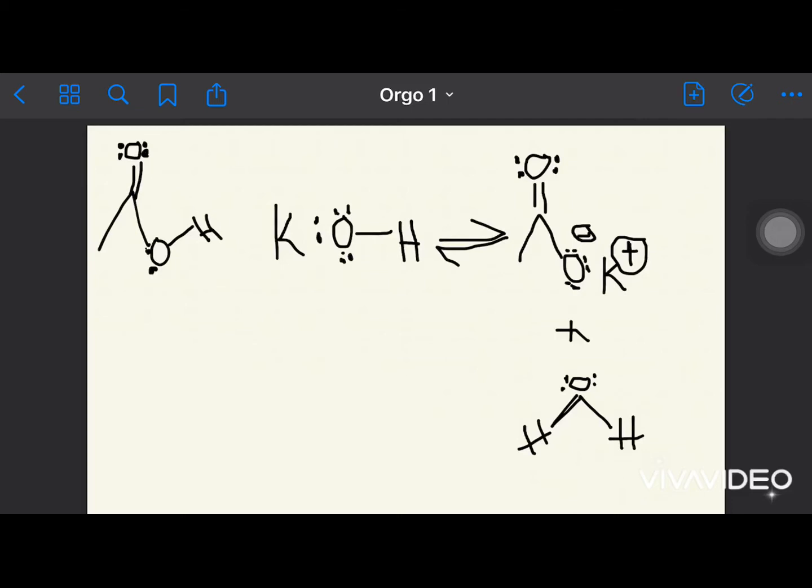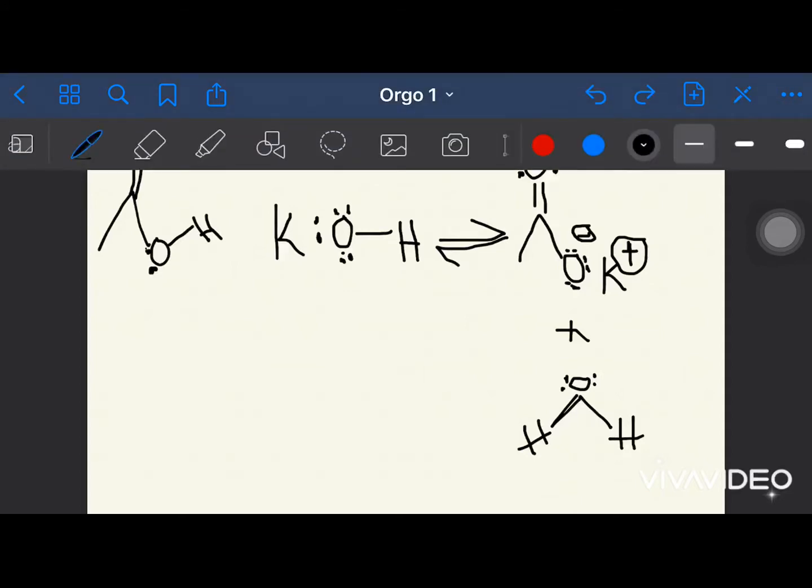So here we have acetic acid and potassium hydroxide, which makes potassium acetate and water. So now we will identify the Brønsted-Lowry acid, which is the acetic acid. And next, the Brønsted-Lowry base, which is the potassium hydroxide.